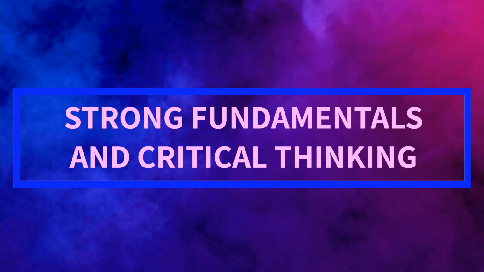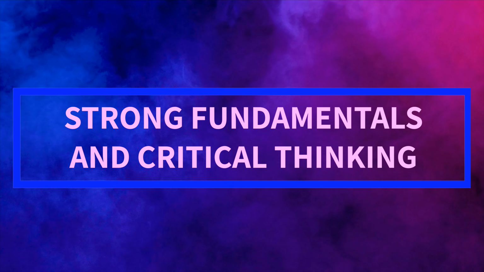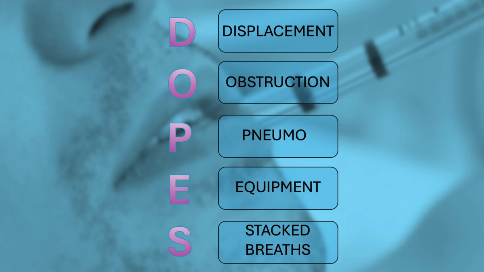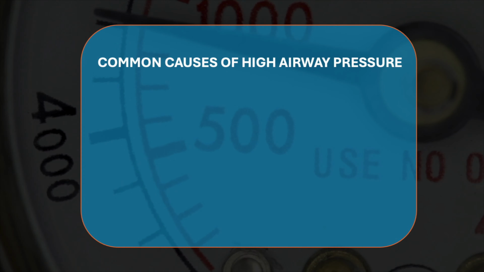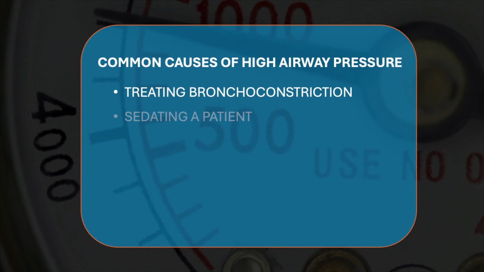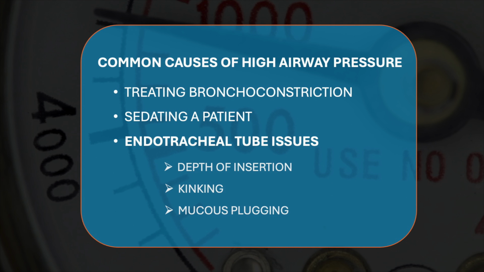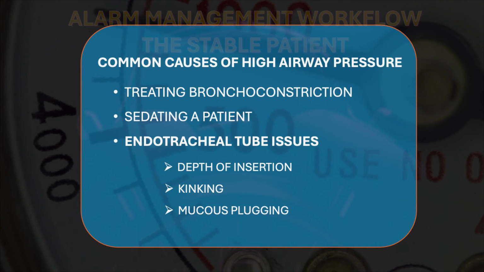It's a return to the fundamentals. Look at the patient, endotracheal tube, and breathing circuit as you apply the DOPES mnemonic. This may involve treating bronchoconstriction, sedating a patient fighting the ventilator, or correcting issues with the endotracheal tube, such as depth of insertion, kinking, and mucus plugging.